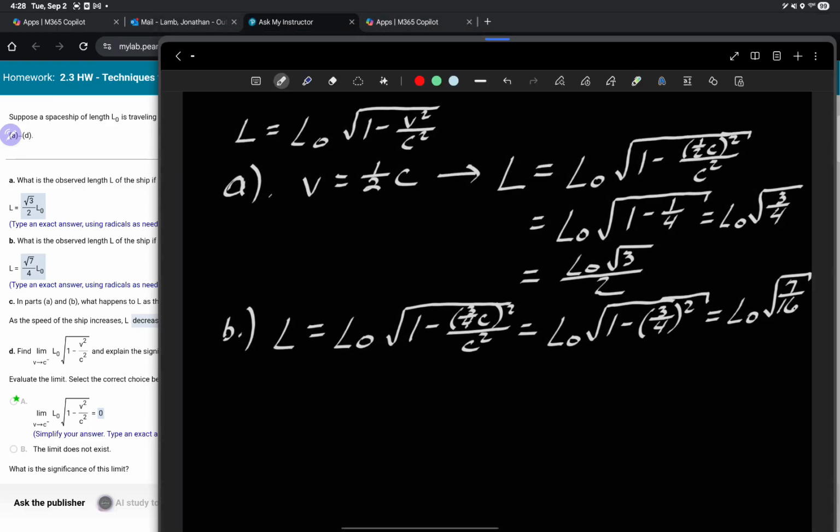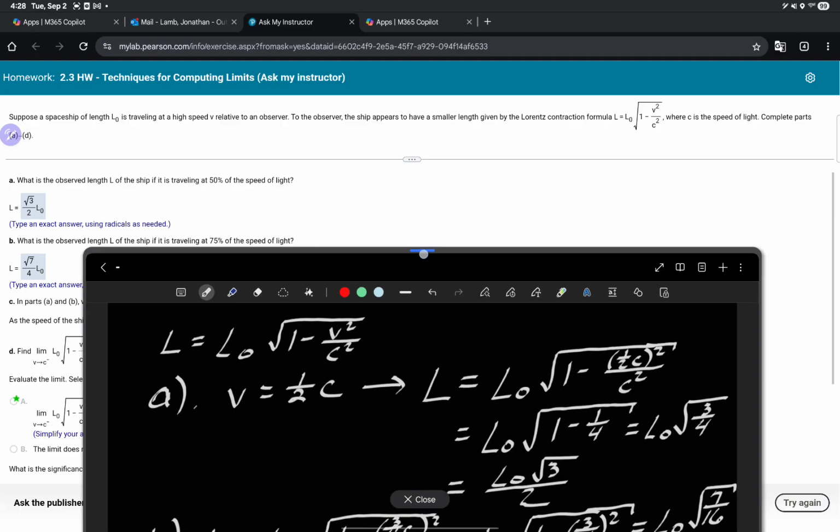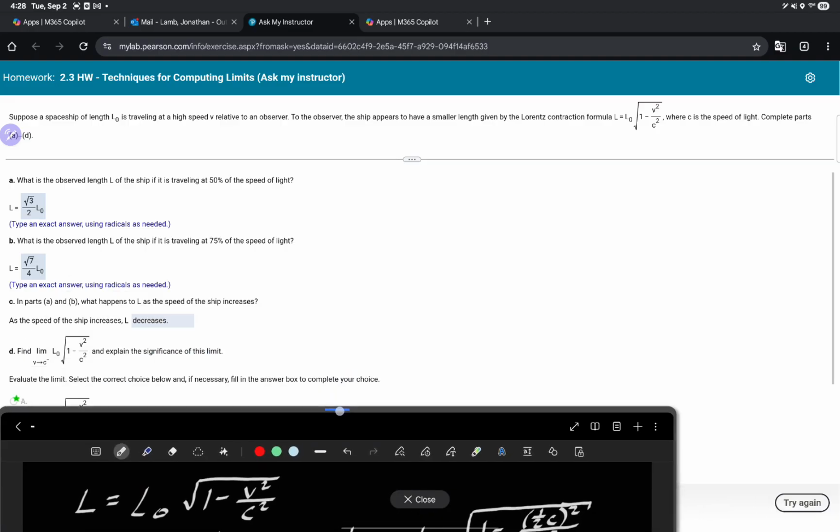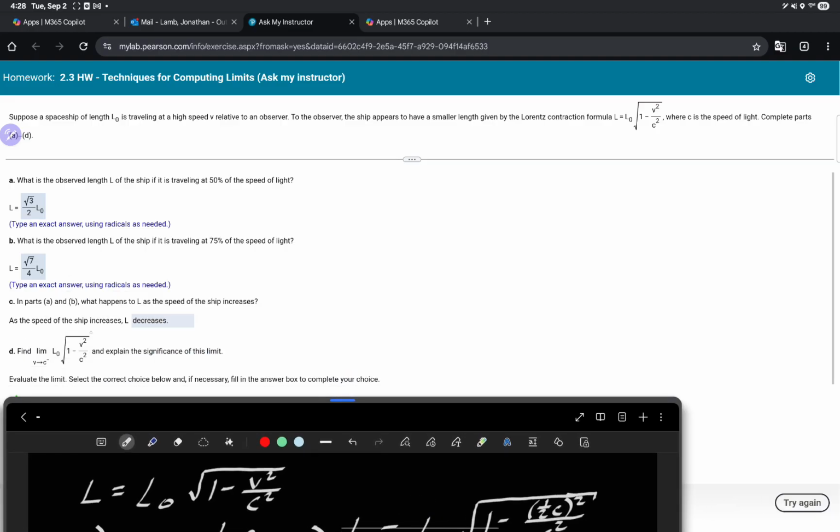So now for part D here, as the speed of the ship increases, the length decreases because we keep on subtracting more and more inside the square root. And then we can say, evaluate the limit, select the correct choice below. If necessary, fill out the answer box to complete your choice.